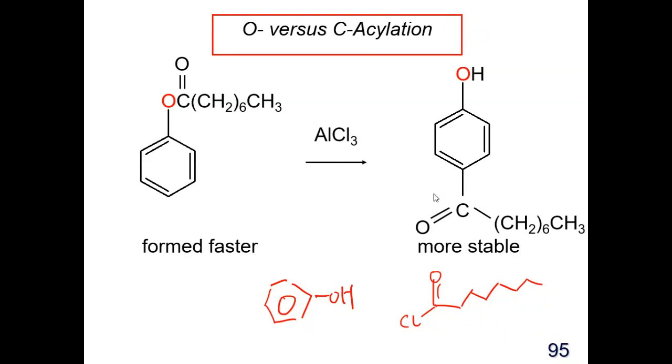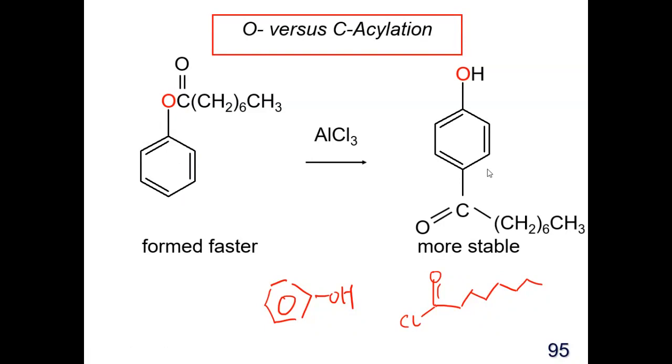The interesting thing is, if you carry out this reaction in the absence of aluminum chloride, you will get this one as a major product. And you isolate it, you get a pure O acylation product. Then if you treat this O acylation product with aluminum chloride, this one will isomerize into this guy.